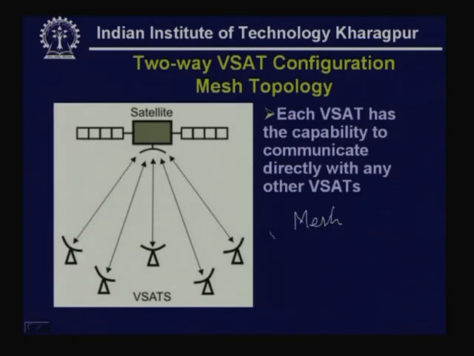Although the satellite is there, it is being used as the via media, but here, suppose this is one VSAT, this is another VSAT, this is another VSAT, all of them can communicate with each other. So, it forms some kind of mesh network since they can communicate with each other. So, we can see it is a mesh type of network that can be formed, and the satellite is used as via media. So, this is two-way VSAT configuration using mesh topology.